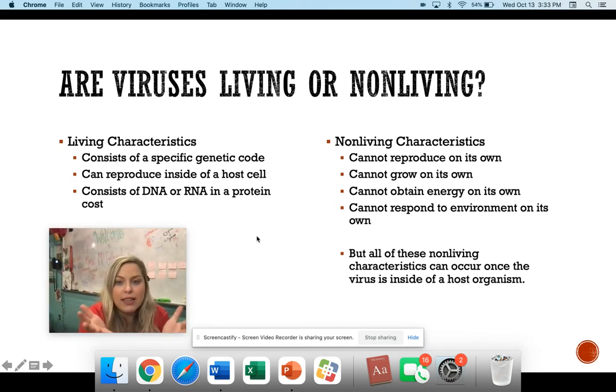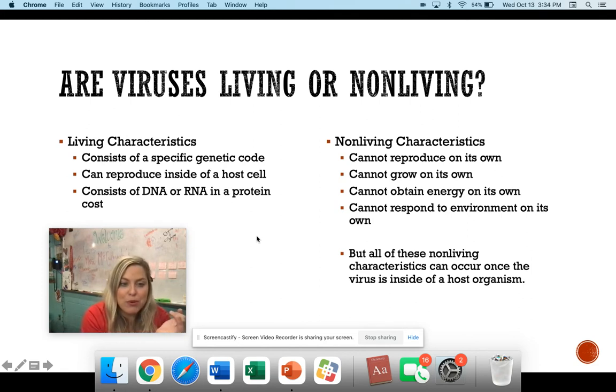And then, of course, the non-living characteristics are the other side of the coin. It cannot reproduce on its own. It cannot grow on its own. It cannot obtain energy on its own, and it cannot respond to the environment on its own. But all of these non-living characteristics can occur once the virus is inside of a host organism.